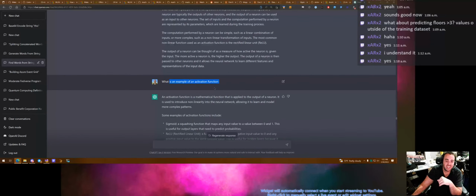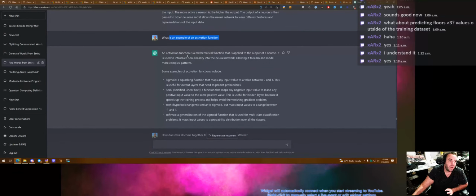So what is an example of an activation function? This is where it all started to make sense for me. It's a mathematical function that is applied to the output of a neuron. It is used to introduce nonlinearity into the neural network, allowing it to learn and model more complex patterns. So a sigmoid function is a squashing function that maps any input to a value between 0 and 1. Useful for output layers that need to predict probabilities. So with a bunch of inputs, any values, whatever it is, it would give you a score, right?